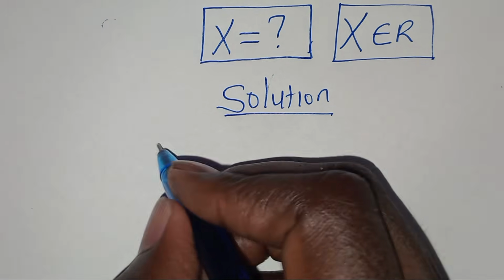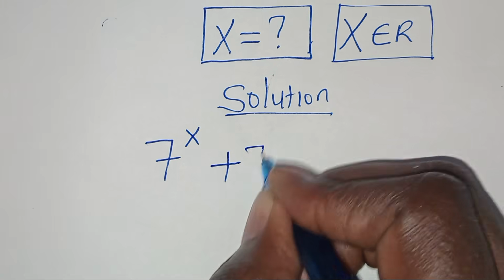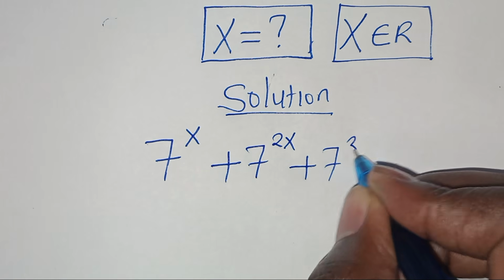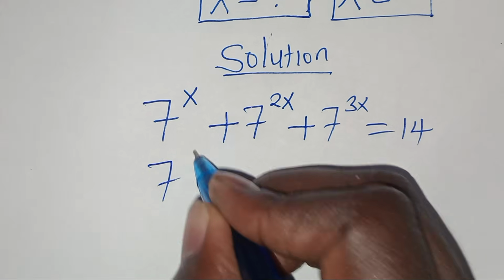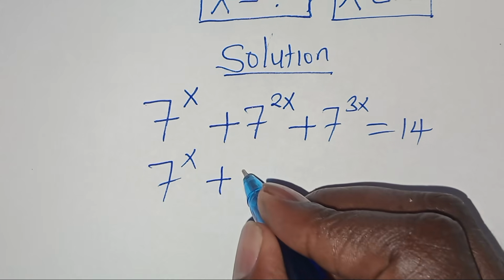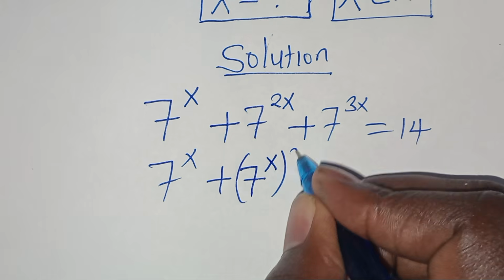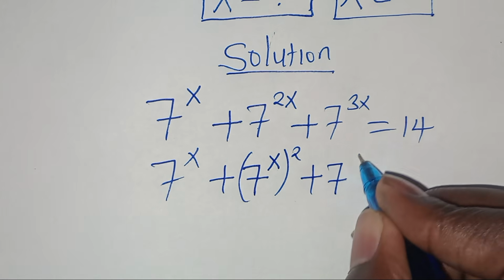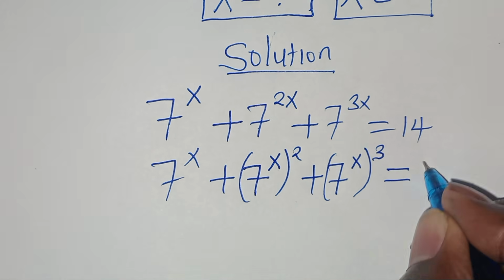So we have 7 raised to the power of x plus 7 raised to the power of 2x plus 7 to the power of 3x. This is equal to 14. So this is 7 to the power of x plus, now we can express 7 to the power of 2x. This is the same thing as 7 raised to the power of x raised to the power of 2, then plus 7 to the power of 3x. This is the same thing as 7 to the power of x raised to the power of 3. This is equal to 14.